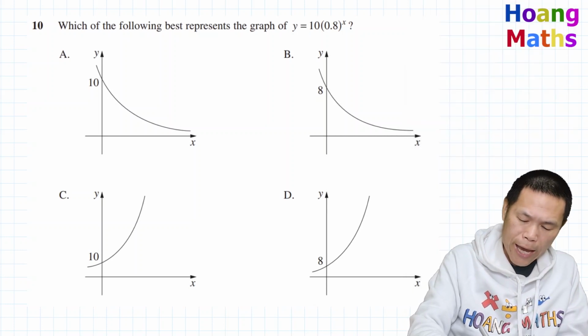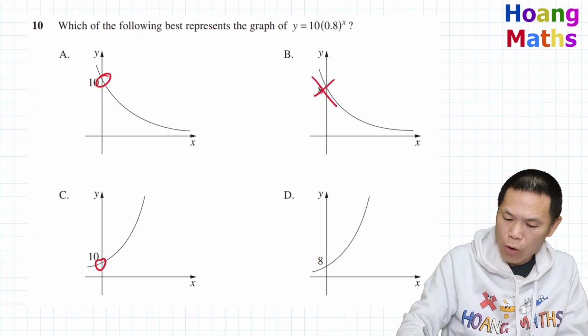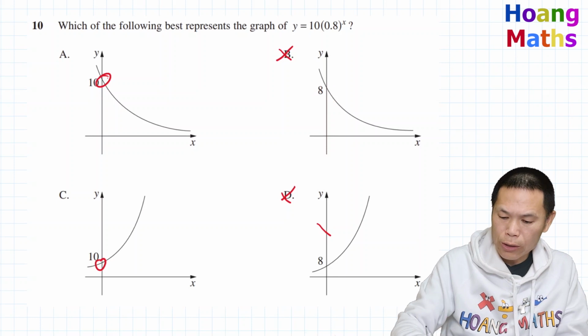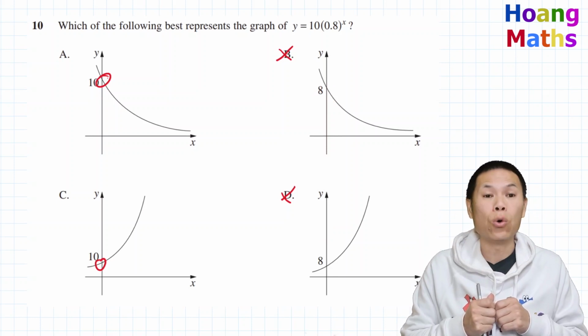So we know that the answer is here, 10, 10. And this is 8, so it's wrong. So we know that B and D are wrong. Then we can have either A or C.